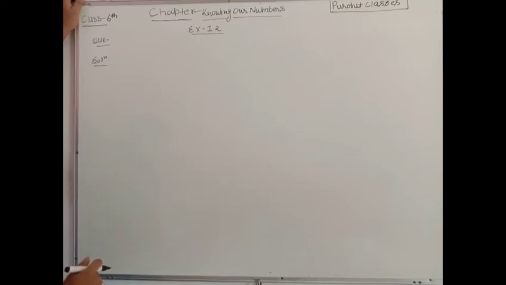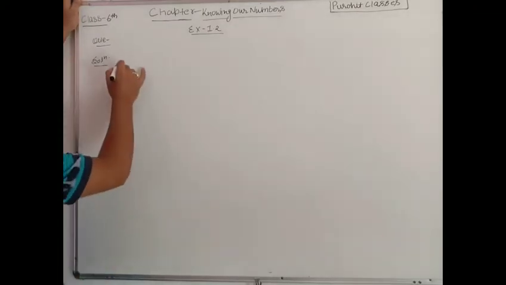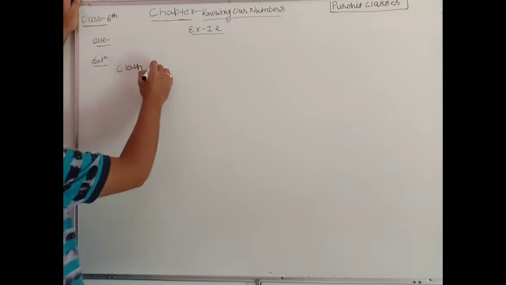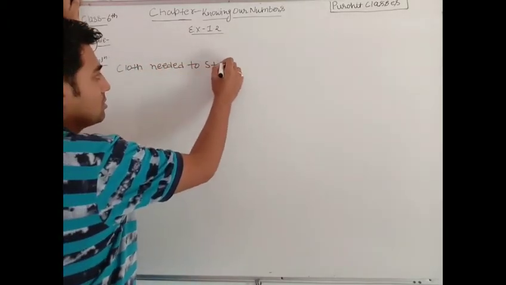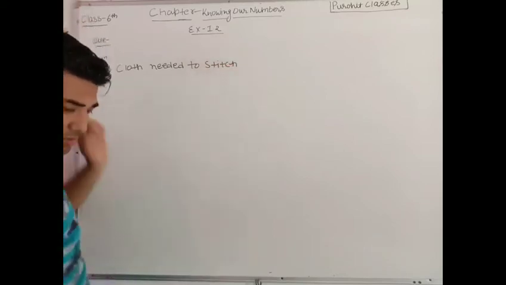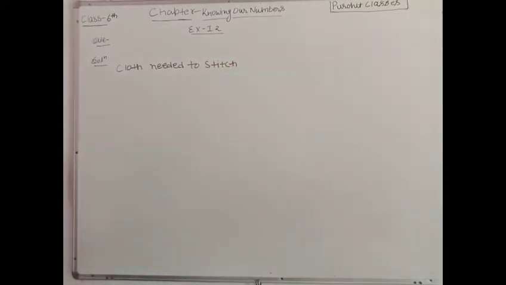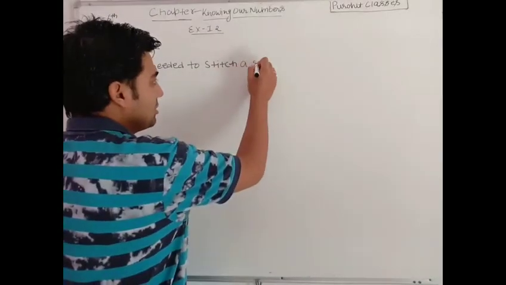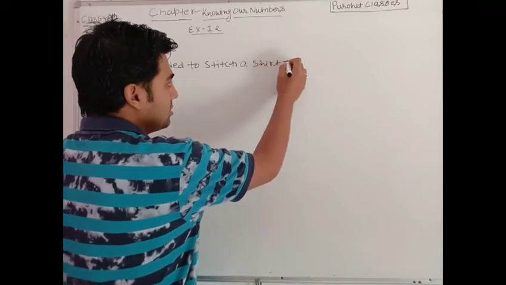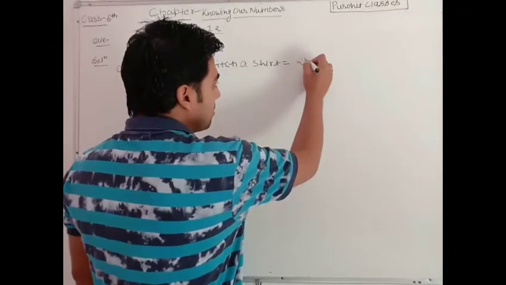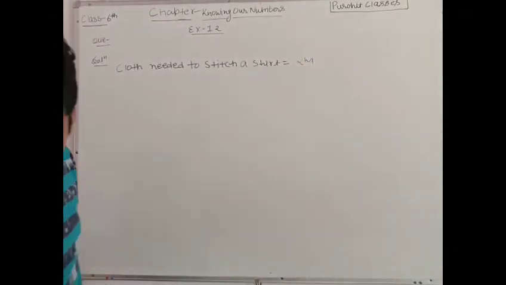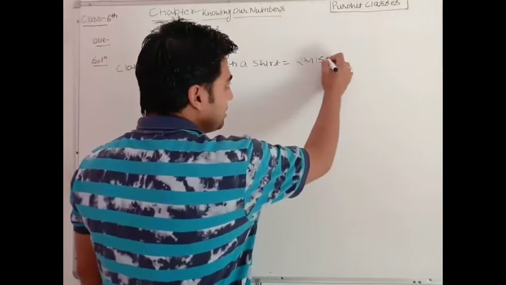So let us start writing. The cloth needed to stitch a shirt is 2 meter and 15 centimeter. Yes, 15 centimeter.